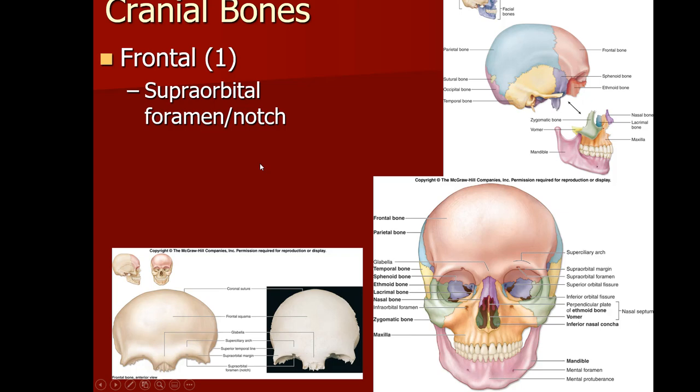So for the frontal bone, the only bone marking that you need to be familiar with and be able to identify is something called the supraorbital foramen or supraorbital notch. You can see there's this little opening right here and here, right above your eye sockets. That's the only marking on this bone that you need to identify.